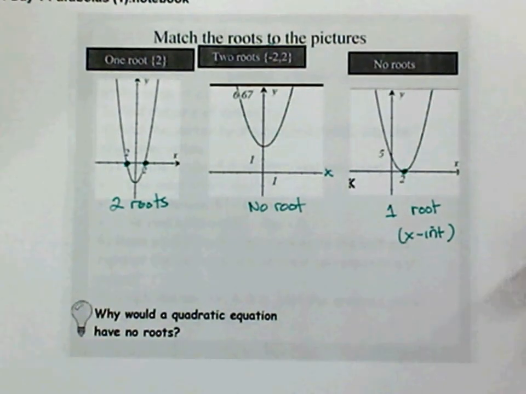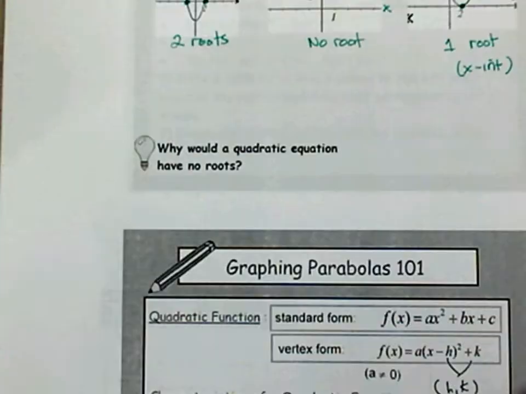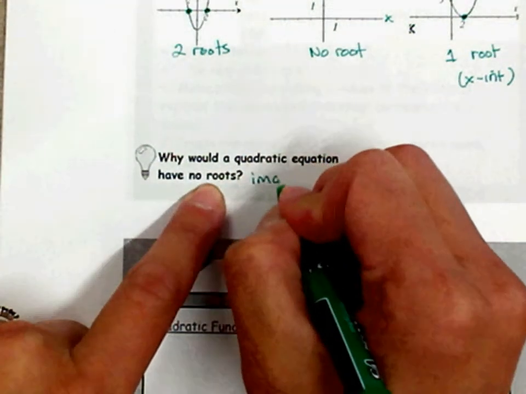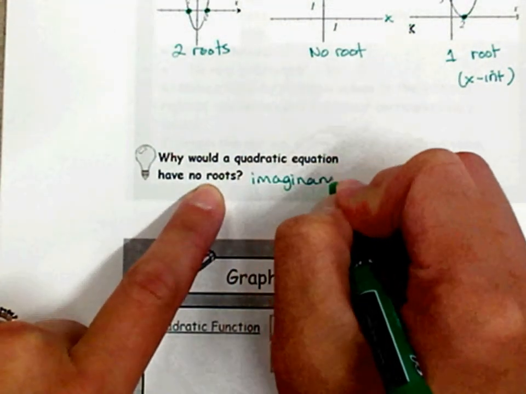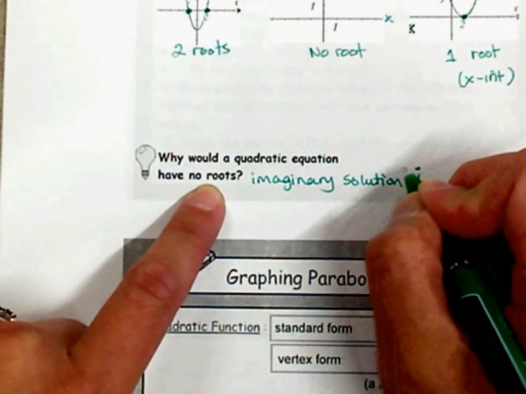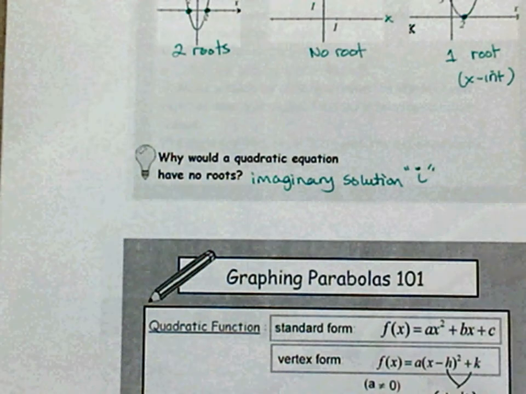Okay, next part. Why would a quadratic equation have no roots? That's when it is an imaginary solution. This is where the i comes in. Remember the i that you guys learned?